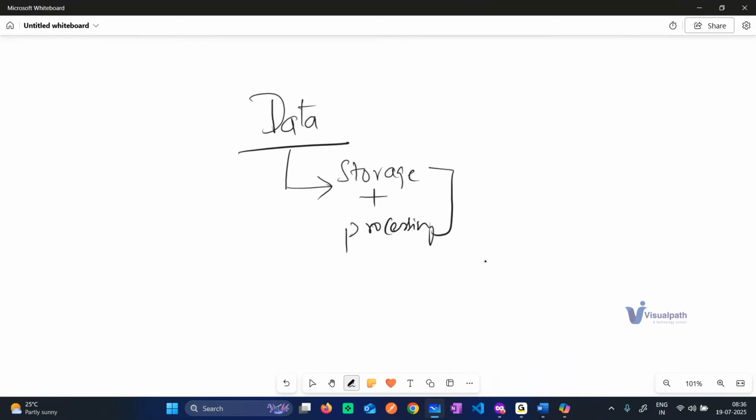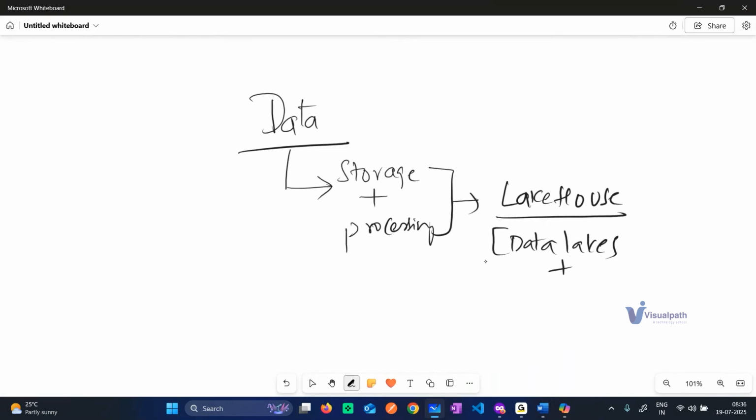The keyword that you will memorize from today onwards is data. And the moment data comes in, you should get to see storage to store the data plus processing of this data. So this one can be perfectly handled if you use Lakehouse. That means Lakehouse involves data lakes plus data warehouse to process your data. So you'll get to see data, storage and processing.